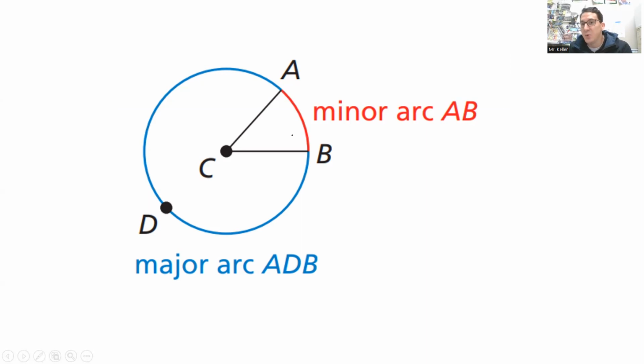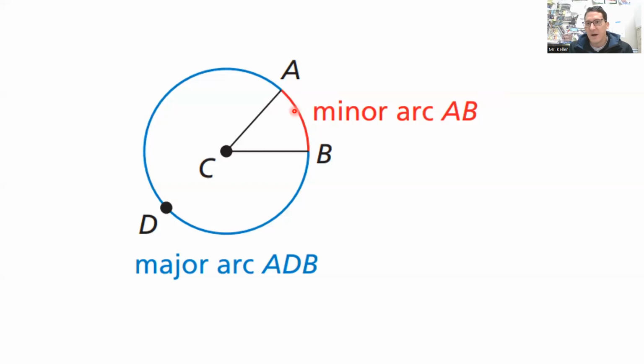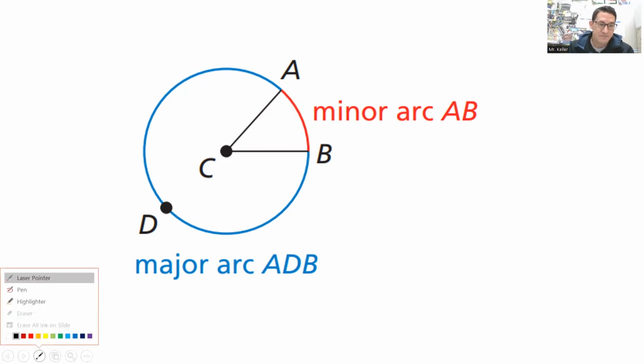There are two types of arcs. There are major arcs. So this blue one is a major arc. And then there are minor arcs. So the red one is the minor arc. The difference: at what point does a minor arc become a major arc? That is when it's bigger than a semicircle.